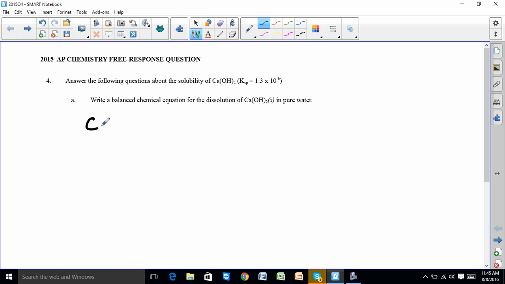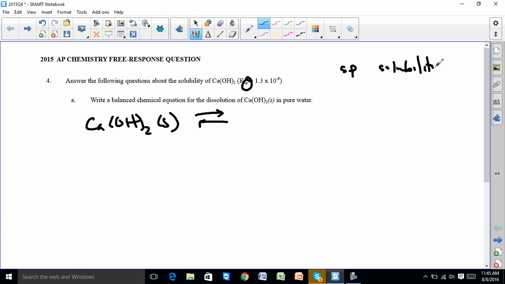So basically, Ca(OH)2 solid. Remember, this Ksp, SP stands for solubility product. The only things that have a Ksp value are things that we would call insoluble, because the definition of insoluble in chemistry is less than 3 grams per liter.